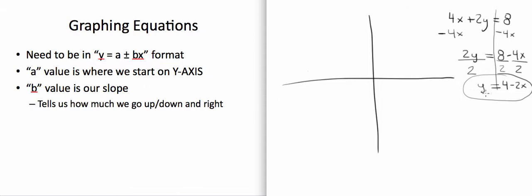Remember, a is our value. This first value here is where we start on the y-axis. That's 1, 2, 3, 4. We've got a point here at 4. And then we have this negative 2x. The slope, that's our b value. That tells us how many we're going to go up or down and then to the right. Because it's negative, we go down 2 and over to the right 1. We could go up, but then we'd have to go to the left. Remember, a negative slope, or a negative number in front of the x, has a downward line. Obviously that line's not very straight, but that's what happens.